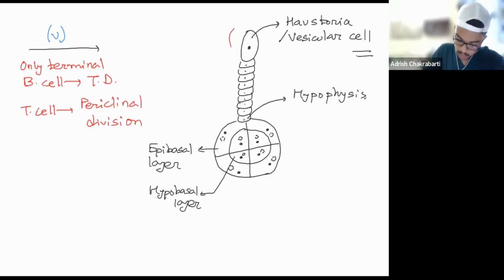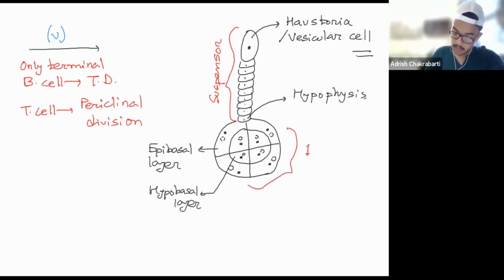Now, what I was referring to, this is essentially our suspensor. This is a suspensor, and this is exactly the 16 celled globular embryo.